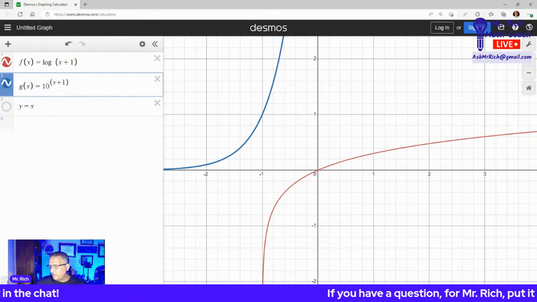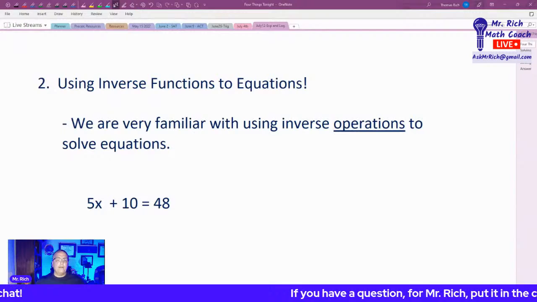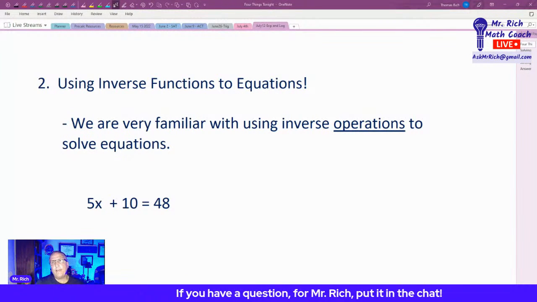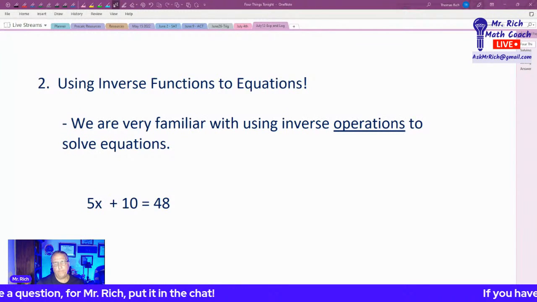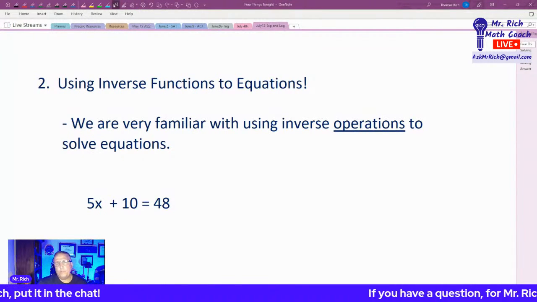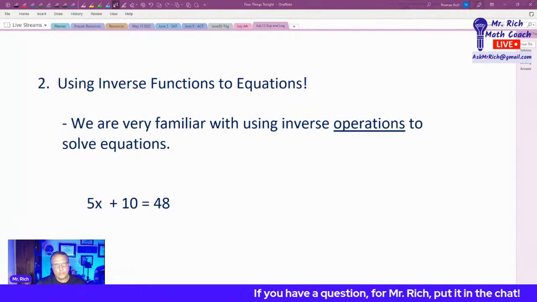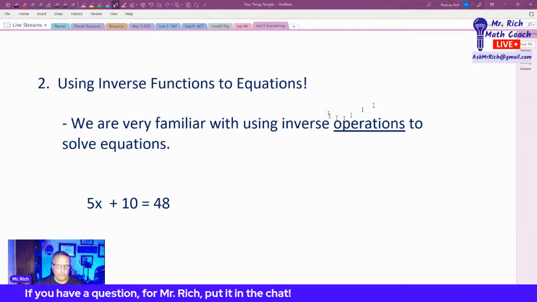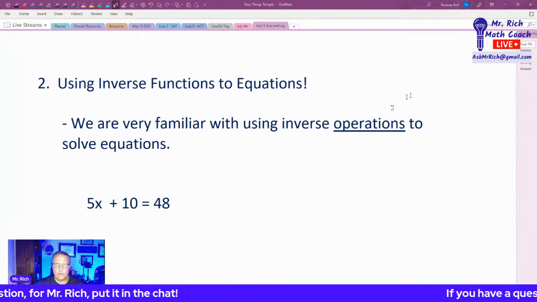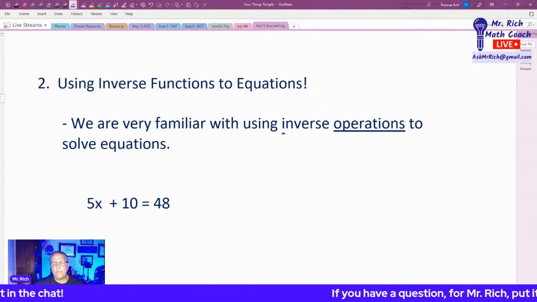All right, so let's return back to our notes here. And what I want to do now is move on to the second thing that I wanted to cover, and that is we want to use the fact that these are inverse functions of each other to help us solve equations. And we're familiar with using inverse operations to solve equations in algebra generally. I want to just review some really basic things that, if you're getting ready to go into AP Calc, you already know.